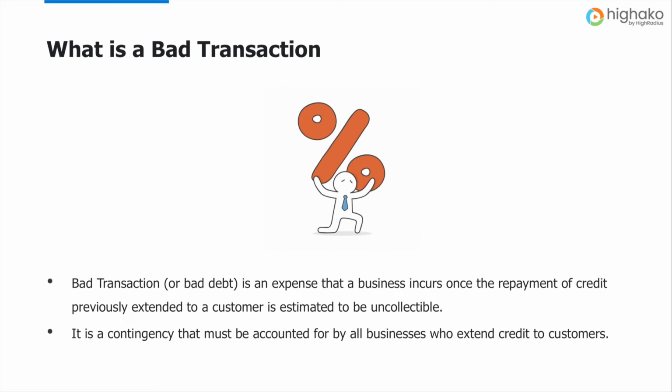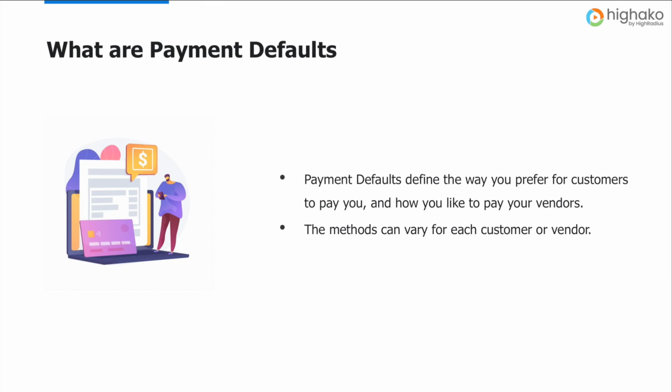Next, let's understand what is a bad transaction. A bad transaction is an expense incurred by the business once the repayment of previously extended credit to the customer becomes uncollectible. A bad transaction is a contingency that must be accounted for by all businesses that extend credit to their customers to avoid the risk of not receiving payments. Now that we have understood what are bad transactions, let's move on to understanding what are payment defaults.